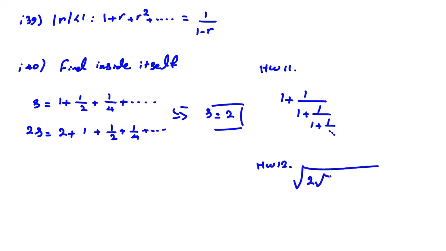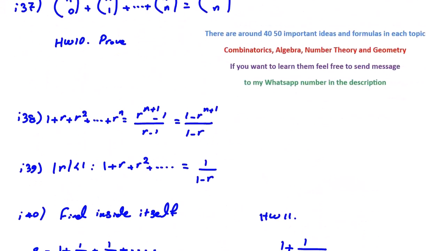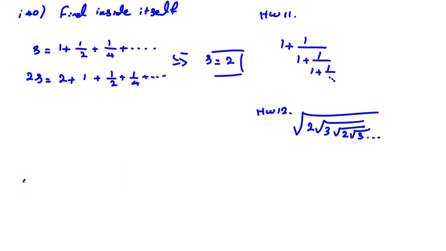Square root of 2 times square root of 3 times square root of 2 times square root of 3, and so on. Try to find these two terms. Okay, I told you the sum inside itself, and one part is left. Telescoping rule. That also was useful in AMC 10, 2022, and also in AMC 12, 2018. Homework 13.